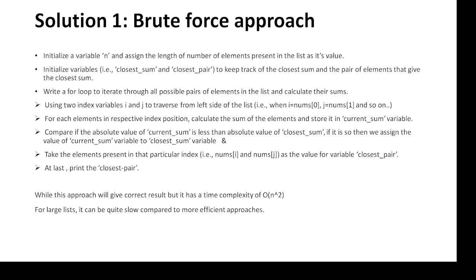Now although this approach gives the correct result, it has a time complexity of O(n²), because here we are running two for loops. This will give the output in no time for a small list, but for a large list it will be quite slow and will take much time. So we will see what efficient approaches we have.